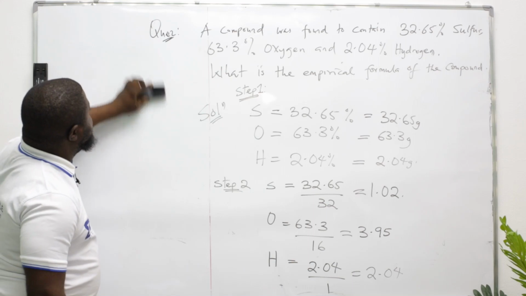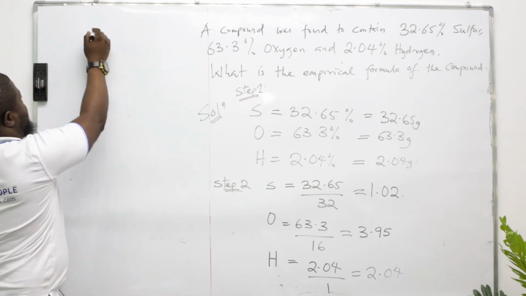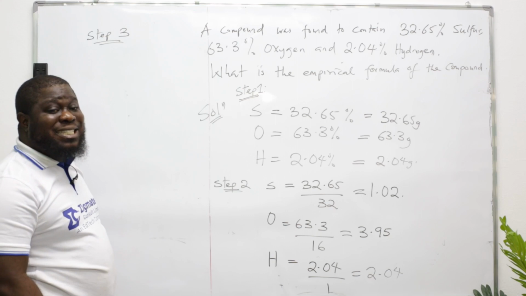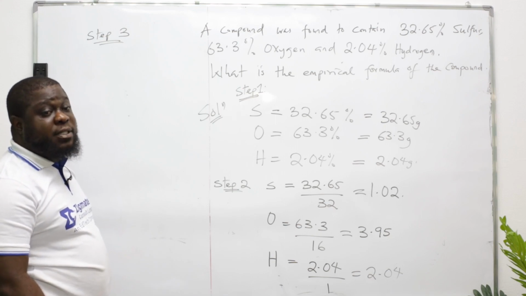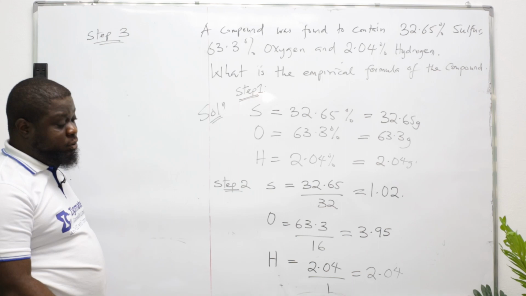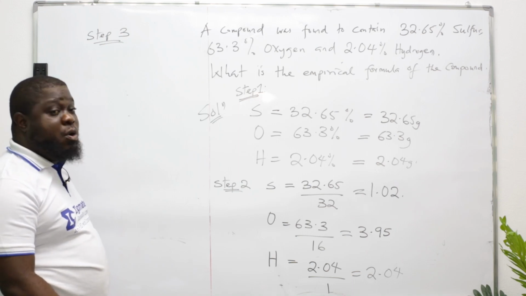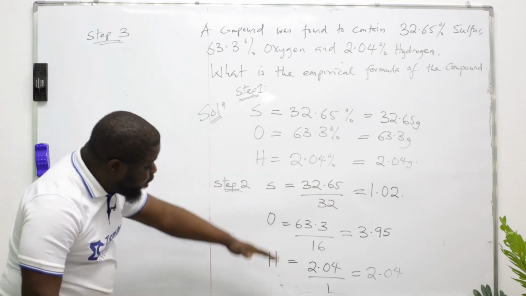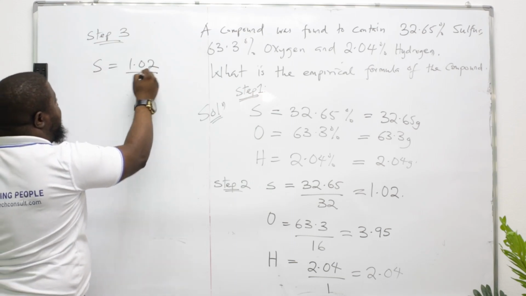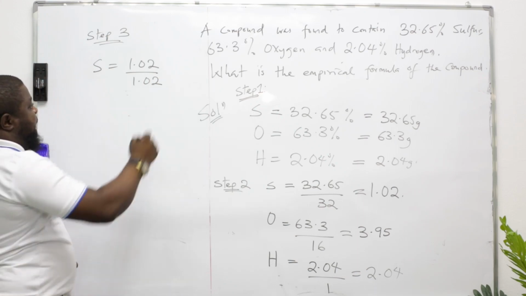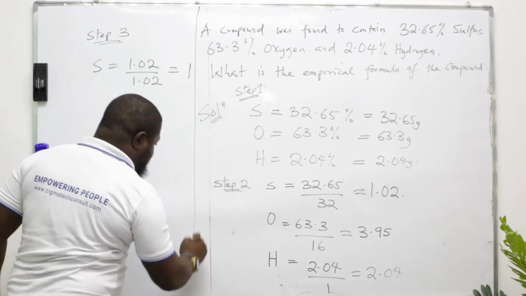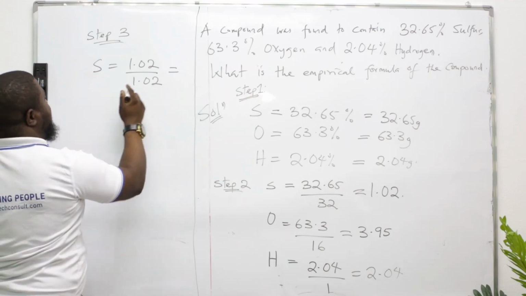Now, step 3. Step 3 says, pick the smallest answer in moles from the previous step and divide all the answers by that. Now, the smallest answer is 1.02. Now, you're going to divide all the answers you got by that. So, for sulfur, it will be 1.02 divided by 1.02, and it's going to give us 1.